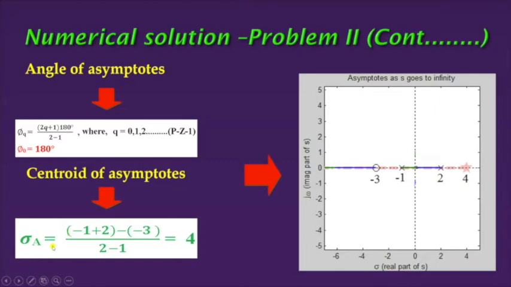Then find the centroid of the asymptote. Sigma A equals the summation of poles minus the summation of zeros, so (-1 + 2 - (-3)) divided by (P - Z). So this answer is 4. This is the centroid of the asymptote. From this centroid, draw the asymptote. This angle is 180 degrees. That means this is the only one asymptote.